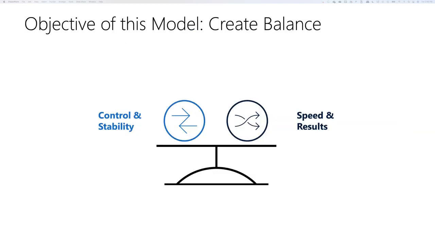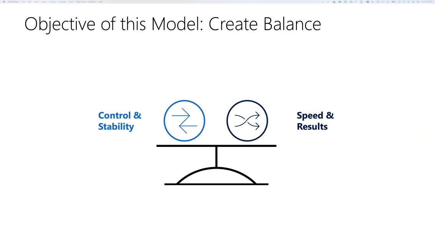And then, like I said earlier, it's creating that balance. So there's the control and stability, and then results and speed. So we want to make sure that we understand we're creating a stable environment, and we have controls in place with our policy and our baseline standards that we have for our naming conventions and IP schema, like I said earlier.